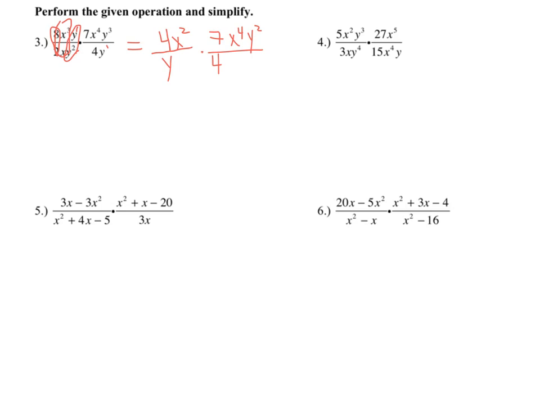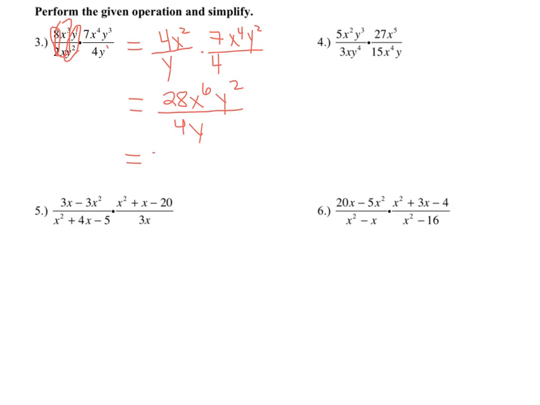So now you still have options. We could multiply straight across and then reduce. You could also do some cross-reducing here as well. You could see that 4 is being divided by 4, so that could divide out, and you could simplify your y's. I'm going to show it with multiplying straight across. So I'm going to take 4 times 7, and I'll get 28. x squared times x to the 4th gives me x to the 6th. Then we have y squared all over 4y.